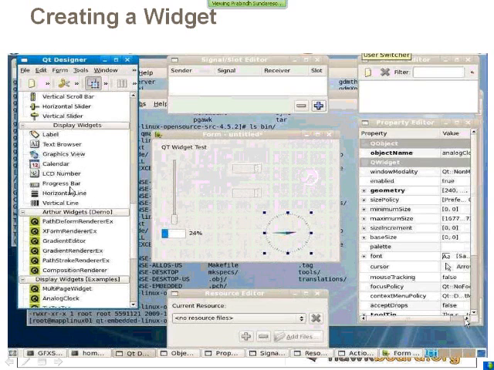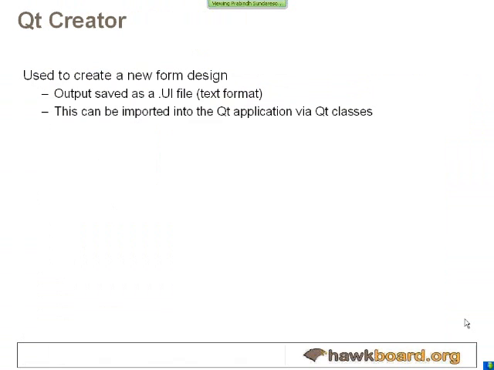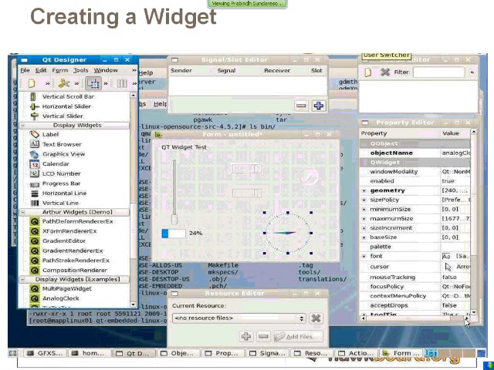Here, what I have done is I have taken a slider from here and several different LCD numbers. For example, this is the LCD number I have here. I have taken that from here. You can just drag and drop from here into the form window and create a form, and you can save it as a .ui file. When you save it, it saves as a .ui file. And you can pull that .ui file into your application directly using Qt classes. There are classes which are available specifically for that.